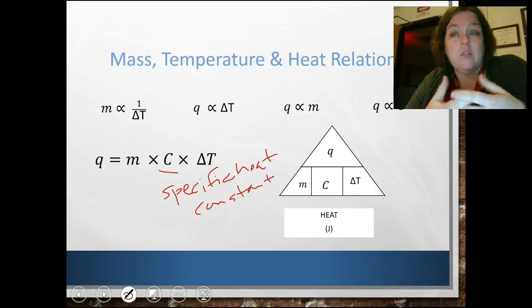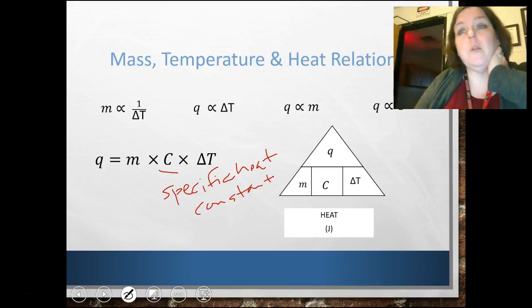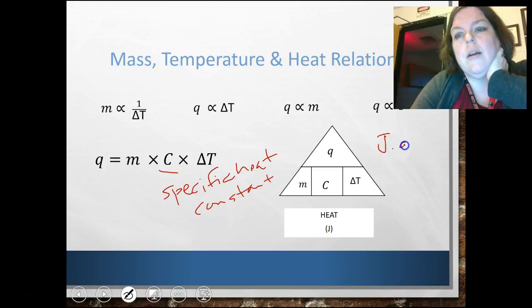That's what it's describing. So the amount of energy 1 gram of substance will absorb in a certain amount of time. And so the unit is usually either joules per gram degree.